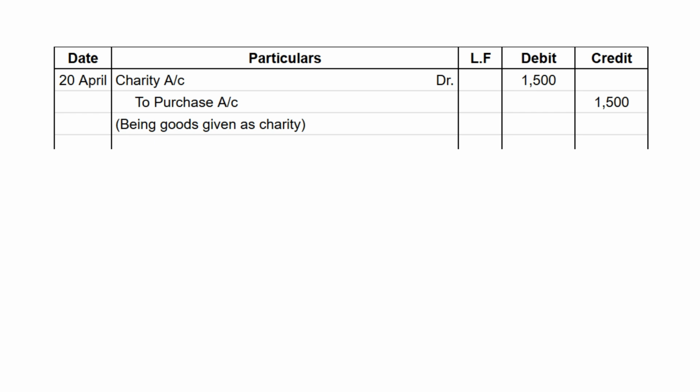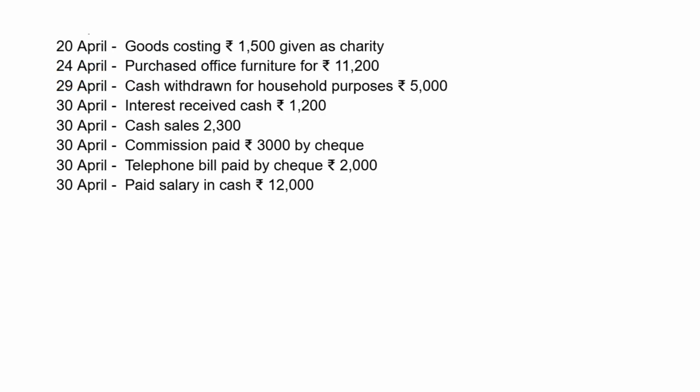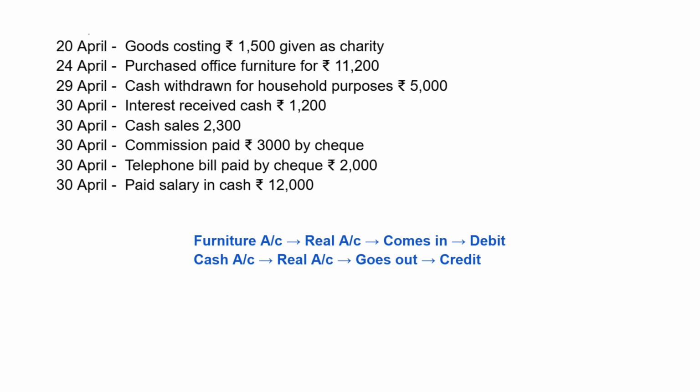Next, 24th April, purchased office furniture for cash 11,200. Here the two accounts affected are furniture account and cash account. Furniture account is real account and furniture comes in the business, so it is debited. And cash account is also real account and cash goes out of the business, so it is credited.